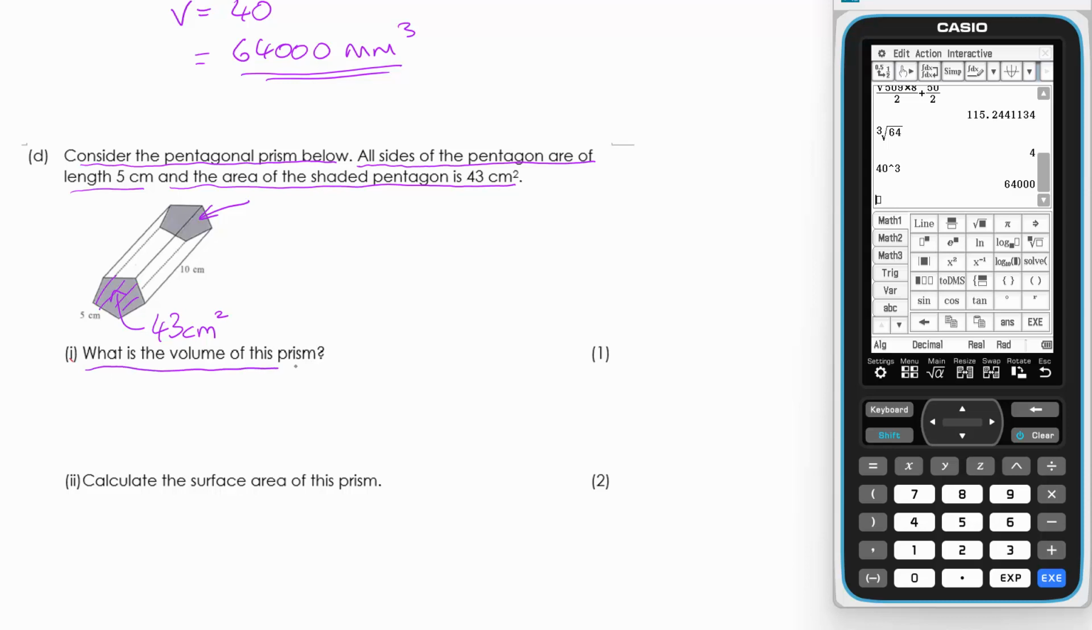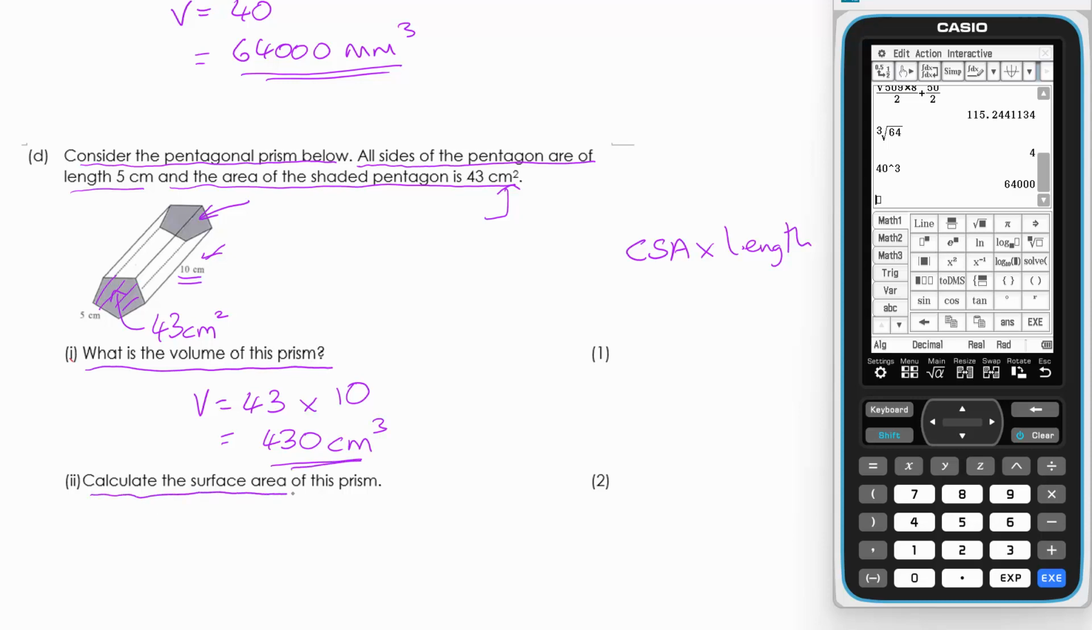What is the volume of the prism? So we know that the volume for a prism is always cross-sectional area times the length. And we're told the cross-section is 43. And we can see on the diagram that the length is 10. And just check that's in centimeters squared, that's in centimeters, so we can just multiply them. So that gives me 430 cubic centimeters.